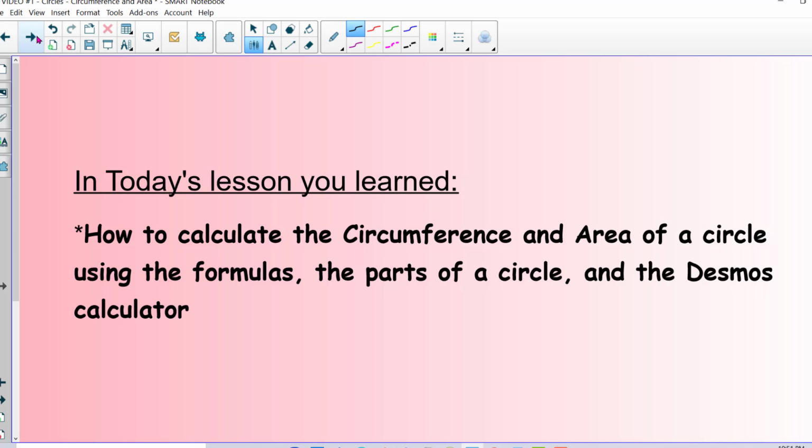Well, so to recap, in today's lesson, you learned how to calculate the circumference and area of a circle using the formulas, the parts of a circle, and the Desmos calculator.